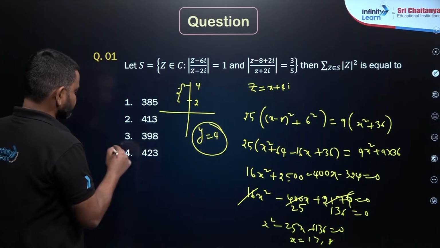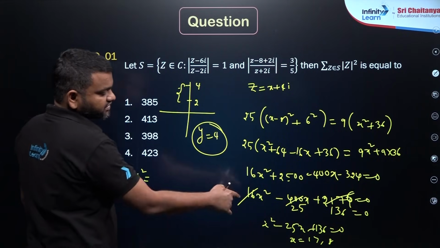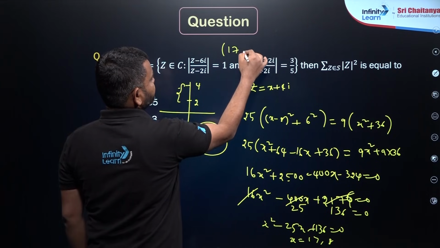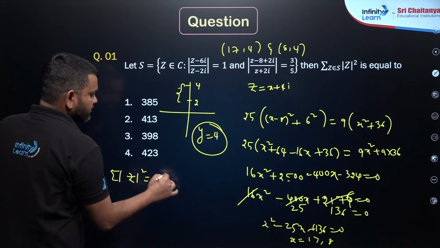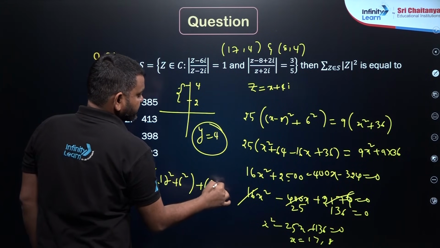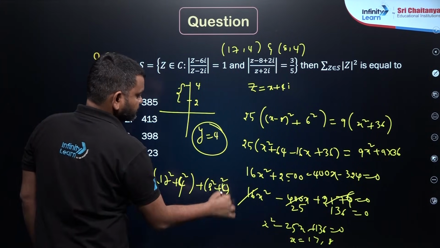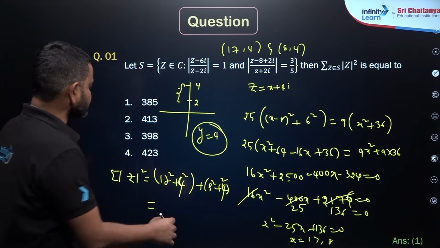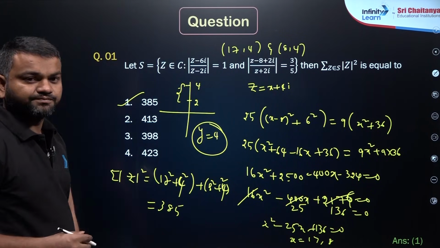So we are writing modulus of z square, which means the pair of points which I am going to have here is 17 comma 4 and 8 comma 4. So 17 square plus 6 square, plus 8 square plus 6 square, 4 square. If I add all this, you are going to get your answer, and here the answer will come as 385. So this will be your answer here.